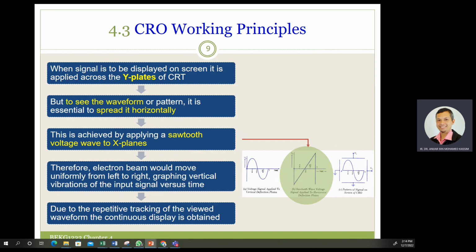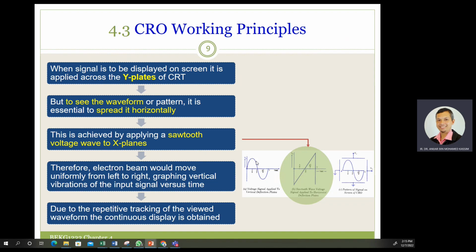And this can be achieved by applying a sawtooth voltage wave to the X plates. Okay, then we can see there is a sawtooth voltage wave applied on the horizontal deflection plates.